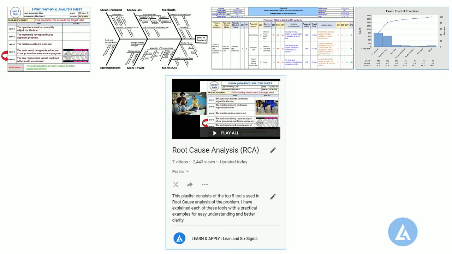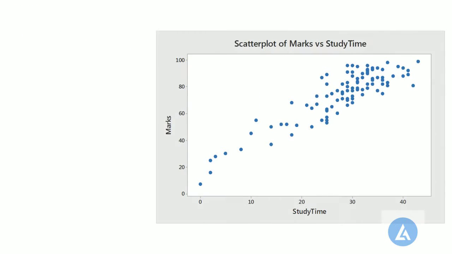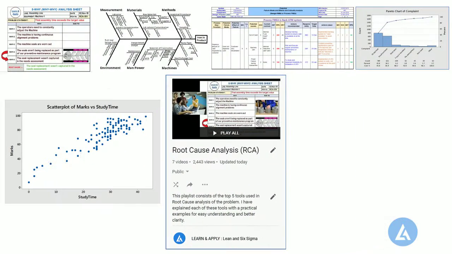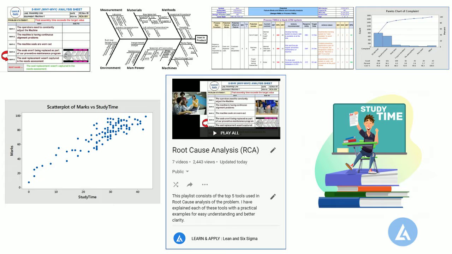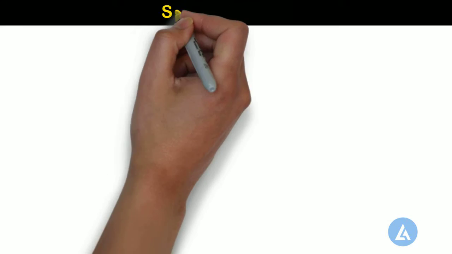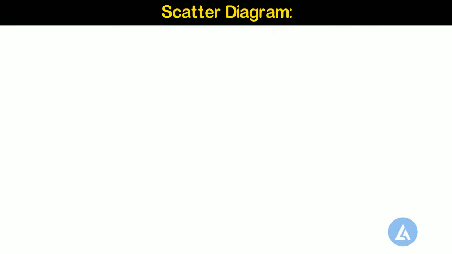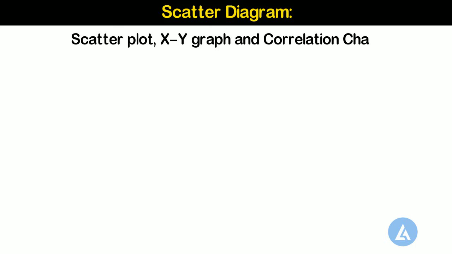Analysis. In this video, we are going to learn one of the important tools to root cause analysis, that is, scatter diagram, with the help of practical examples for easy understanding and better clarity. So, let's begin. Scatter diagram. It is also called as scatter plot, XY graph, and correlation chart.